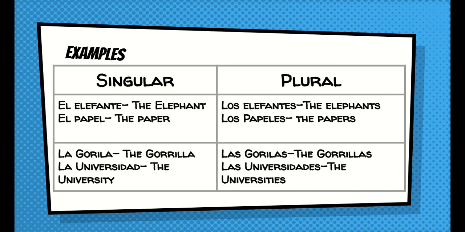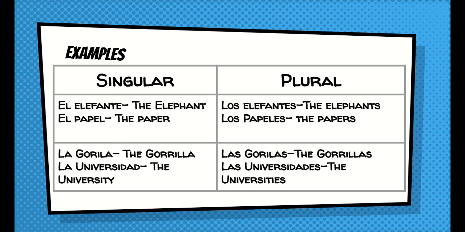All right, so some examples here. If we have el elefante, the elephant, and we want to make it plural, it becomes los. So el changes to los, and elefantes to refer to the elephants. El papel, the paper, becomes los. So el changes to los, so it's still masculine, and papel changes to papeles, the papers.